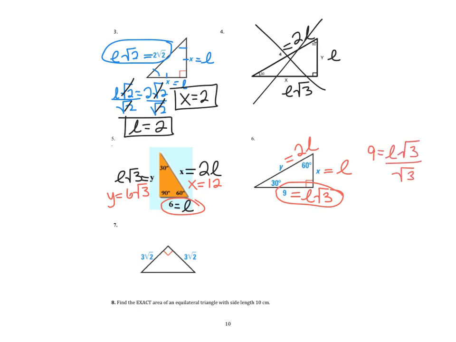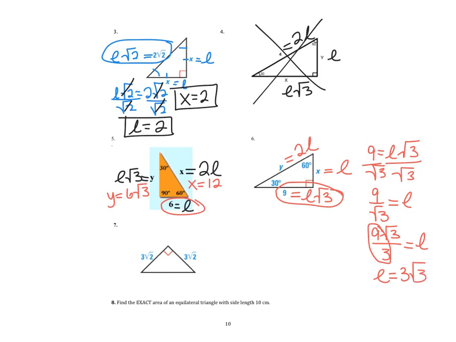Divide both sides by square root of 3. And now I can't reduce these. I have to rationalize, right, if I clean this up. So it'd be 9 square roots of 3 over 3. These two can be reduced. So L equals 3 times the square root of 3.